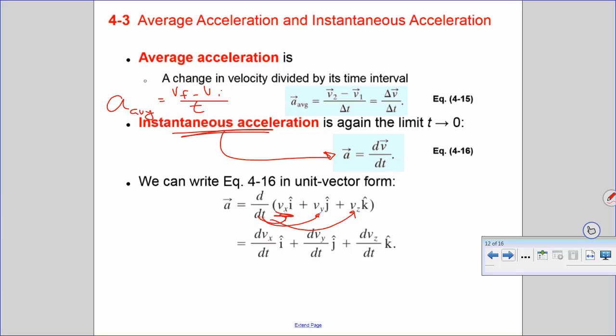So basically today is going to be more of what we did yesterday, but instead of talking about how quickly the position is changing with respect to time, we're talking about how quickly the velocity is changing with respect to time. All right?